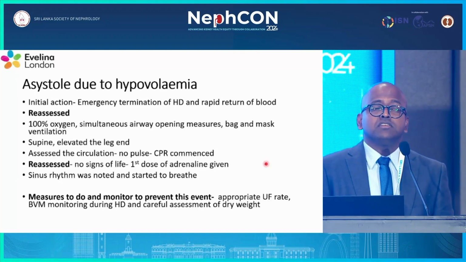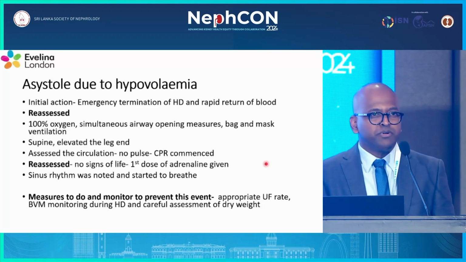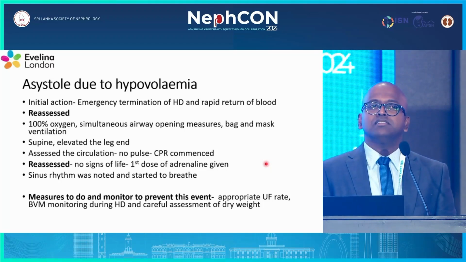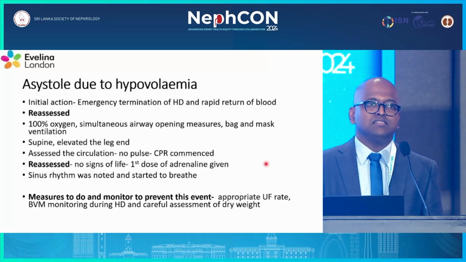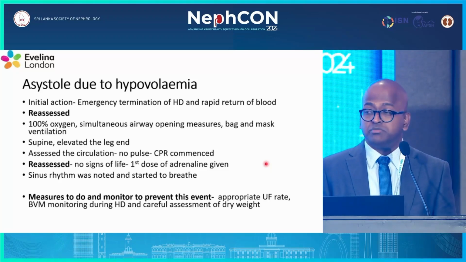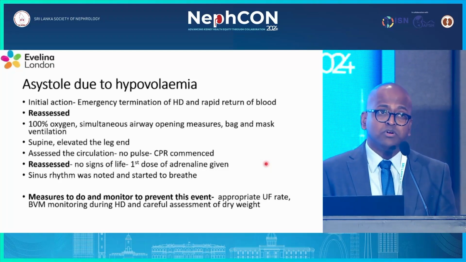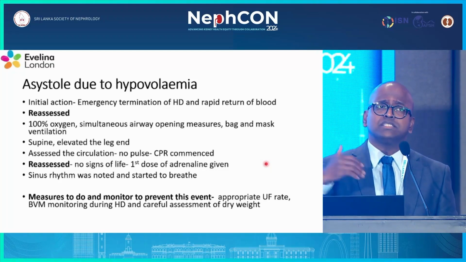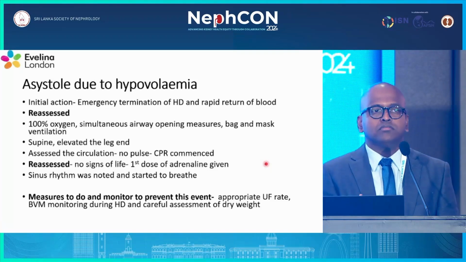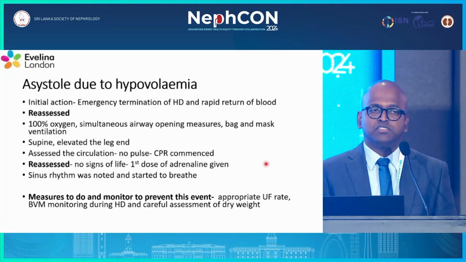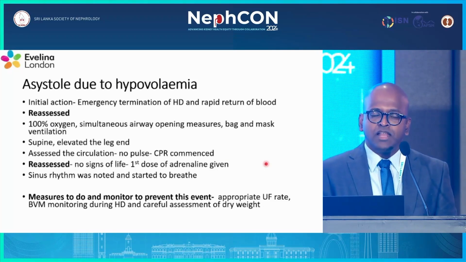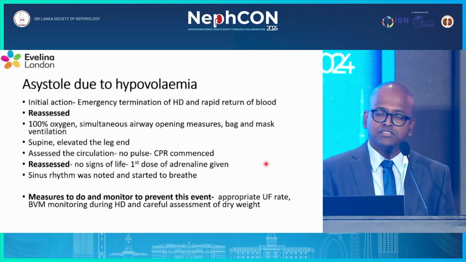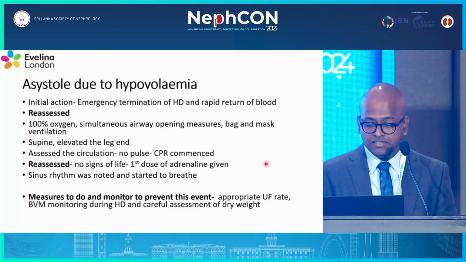So measures to do and monitor to prevent this event: an appropriate ultrafiltrate rate, and if we can do it from our hemodialysis machines, BVM monitoring, blood volume monitoring during the hemodialysis, to predict hypovolemia. And then we can say this child is going to collapse if we go on removing the ultrafiltrate like this. And careful assessment of dry weights during our routine dialysis reviews.